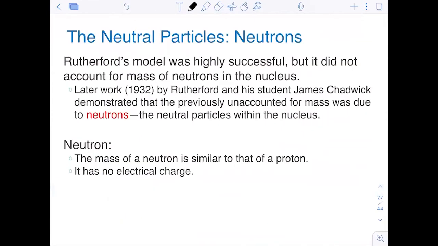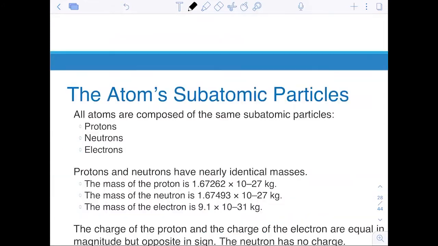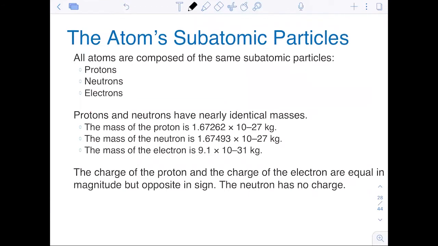What we also get from this was that the Rutherford model was highly successful, but it did not account for the mass of the neutron yet. That wasn't until 1932. Look at that year, 1932. A student of Rutherford's, James Chadwick, demonstrated the unaccounted mass was for neutrons, neutrally charged particles. The neutron has a mass that is similar to that of the proton, but it has no electric charge. That is less than 100 years old. Crazy to think.